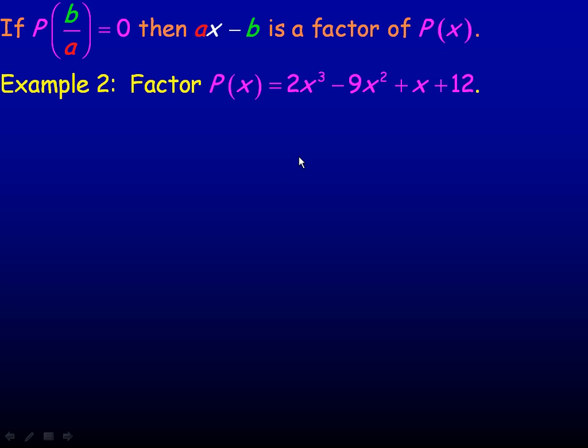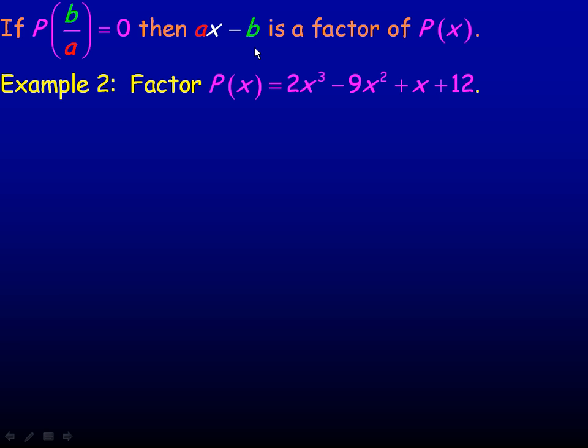Flipping over to the second page, this is another statement of the factor theorem. It doesn't always have to be a whole number that gives a remainder of 0 in the division. If p of b over a equals 0, that means that ax minus b is a factor of p of x. Remember, this is really the restriction in the division.